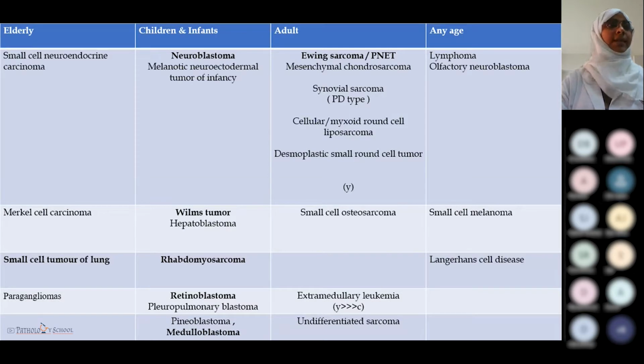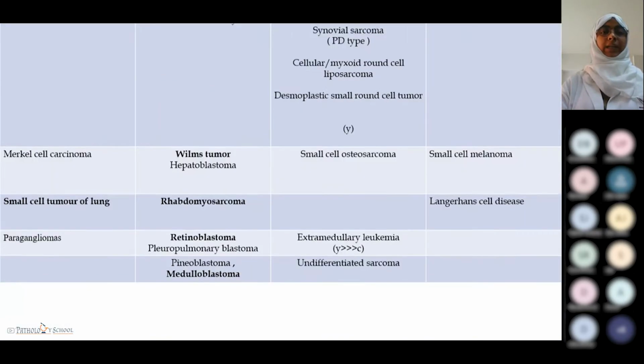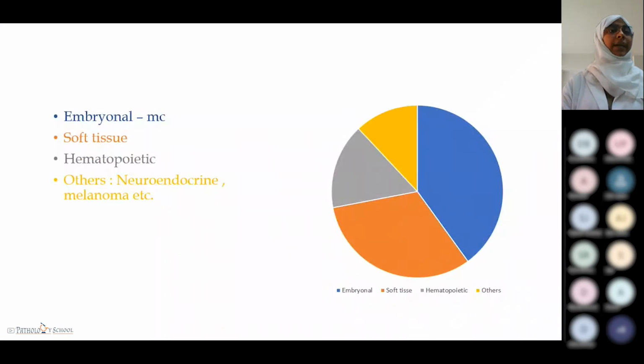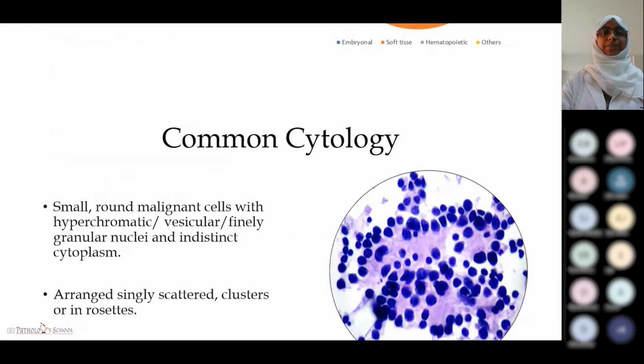For example, small cell tumor of lung in the elderly, Wilms tumor in children, and Ewing sarcoma in adults. Now adults will be from young adults to middle-aged ones, and some tumors occur at any age. Now it was observed that most of the tumors were embryonal, then they were followed by soft tissue, hematopoietic, and other neuroendocrine or melanoma kind of tumors.